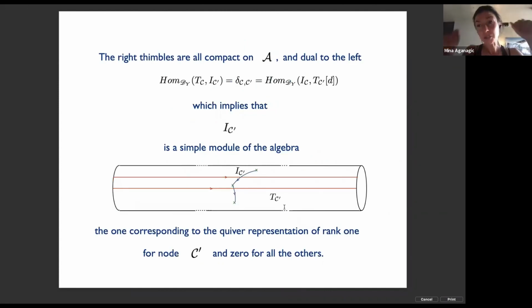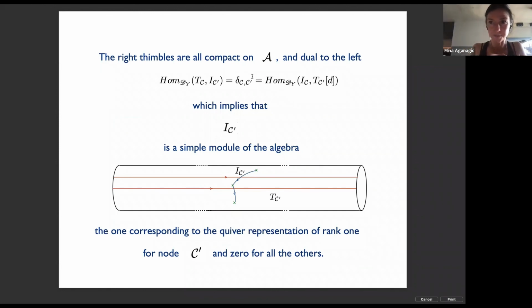So this was just the algebra generated by the left symbols, the ones that looked like real line Lagrangians. The right symbols all appear compact on the Riemann surface. They are dual to the left in the sense that the right and the left symbols always intersect at a single point if they correspond to the same critical point of W and not at all otherwise.